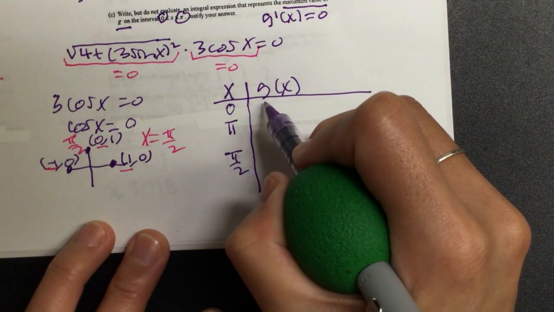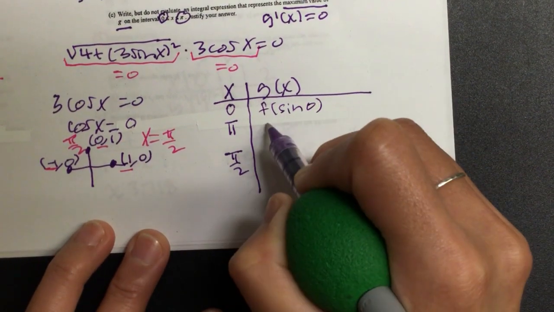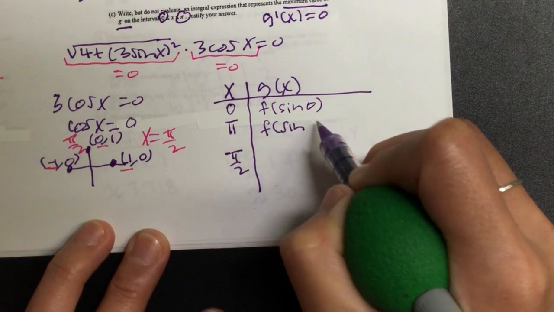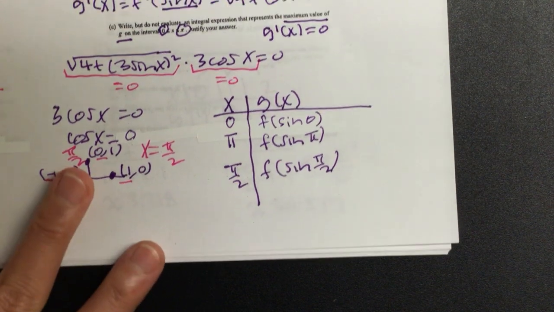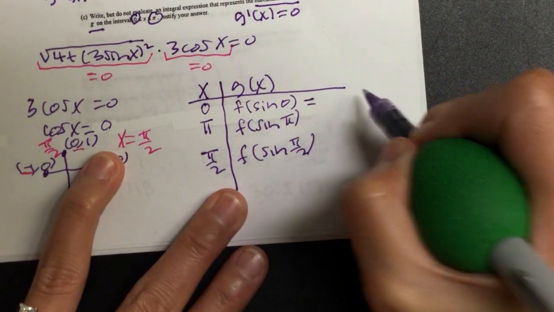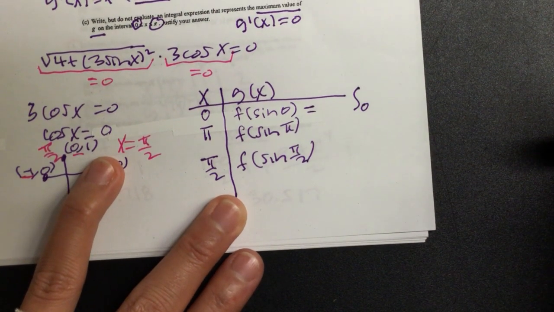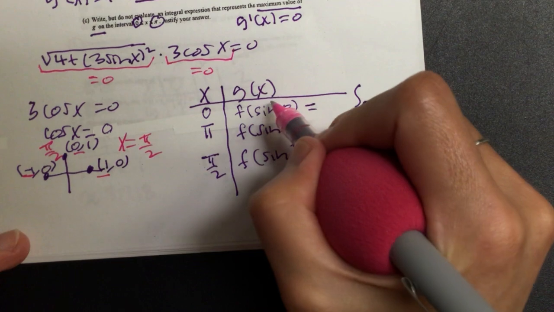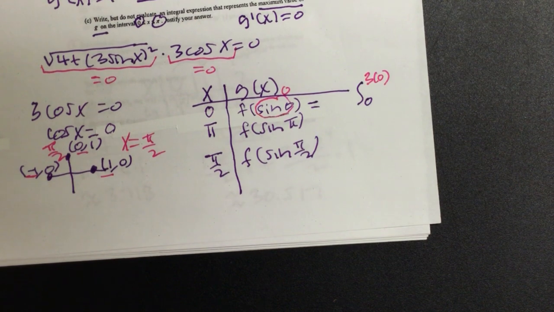So let's plug it in. We have f of sine of 0, then f of sine of pi, then f of sine of pi over 2. And we're going to plug it back into this function right here. So let's write out the integral; the bottom was 0. And we know sine of 0 is what? 0. So if I plug in 3 times 0, that's 0. No matter what function goes in between, if I go from 0 to 0, have I moved at all? So that's going to be 0.